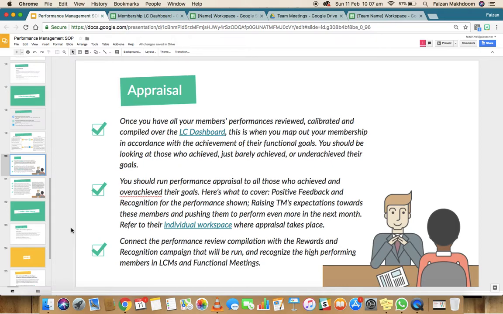Once that is done, the performance review compilation is connected with the R&R campaign that can run and recognize high-performing members in LCMs and functional meetings in the future.